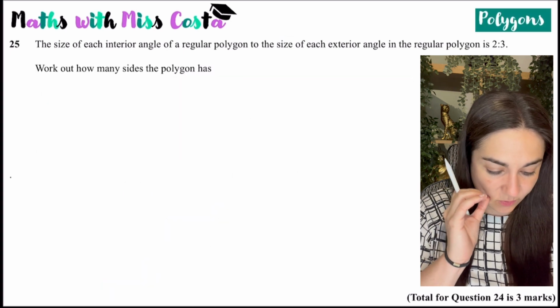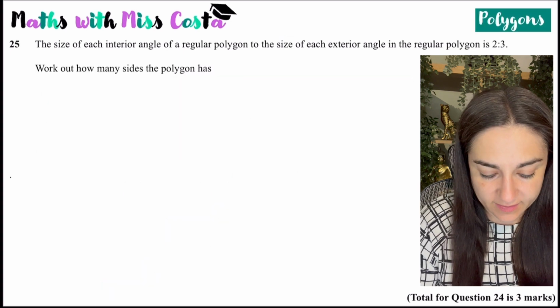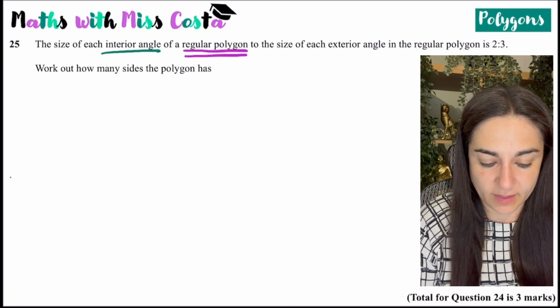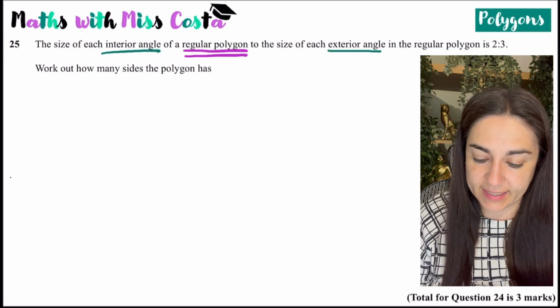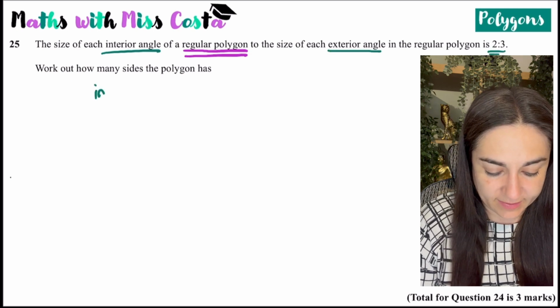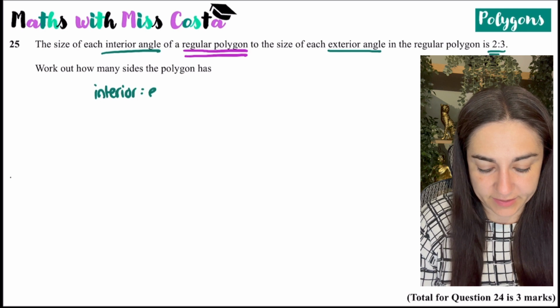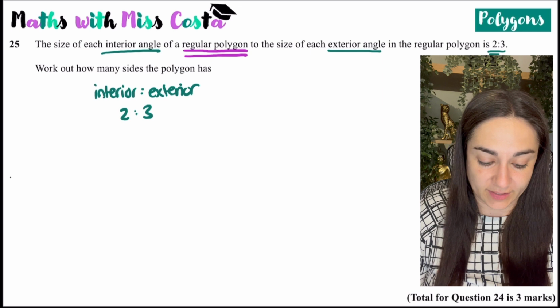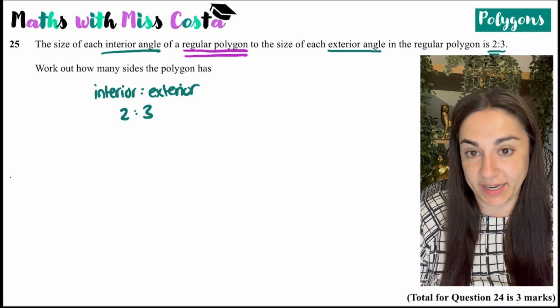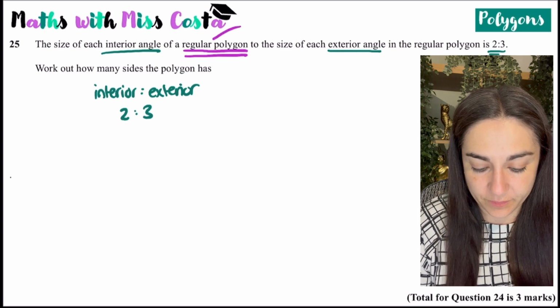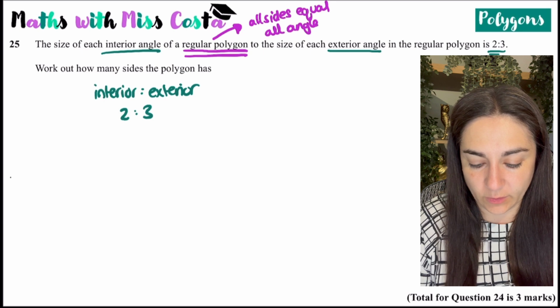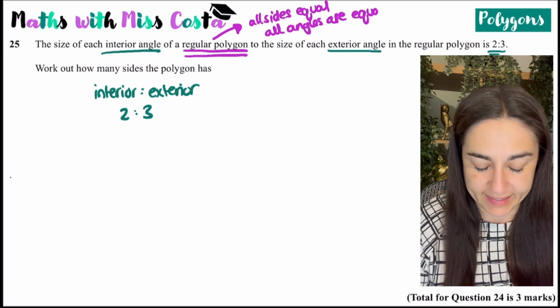Okay, next I've got a polygon question. So I'm told that the size of each interior angle of a regular polygon, and regular is a key thing here, to the size of each exterior angle is in the ratio 2 to 3. So interior to exterior is 2 to 3. And I need to work out how many sides the polygon has. So the first thing is that it's a regular polygon. Regular means the polygon has all sides equal and all angles equal. So that makes my life a lot easier.